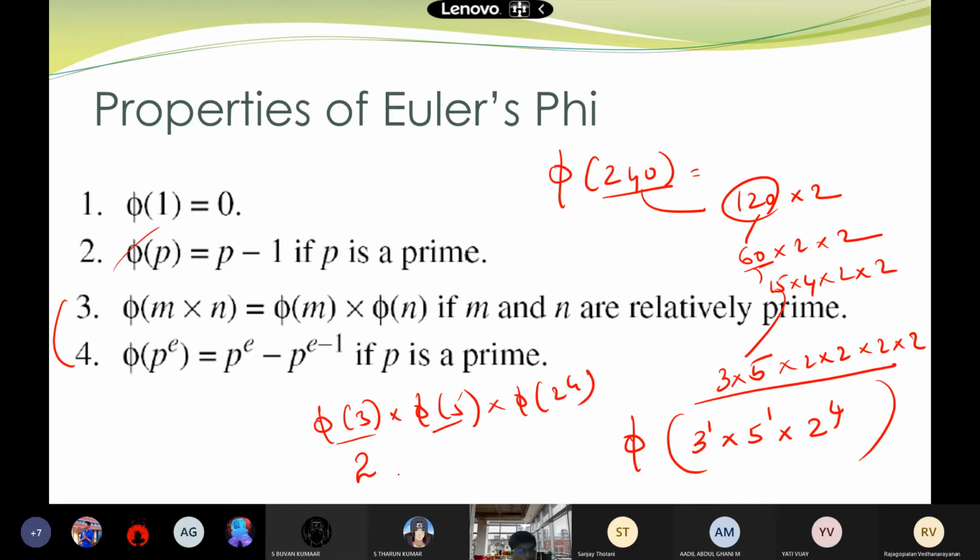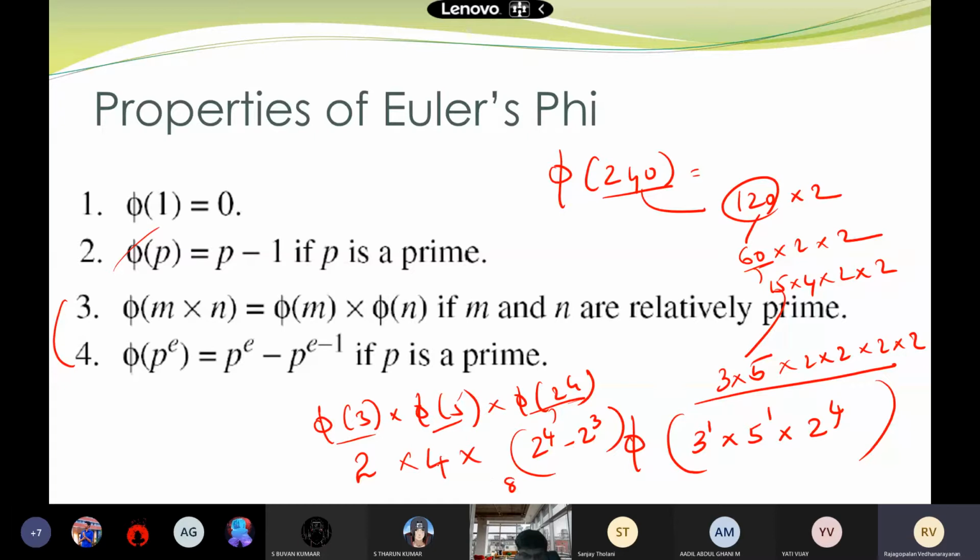So the number of elements is going to be 2 power 4 minus 2 power 3, using P to the power of E. 2 is prime, right? 2 power 4 minus 2 power 3. So what is this value? 16 minus 8, that comes to 8, and the total answer is 64.